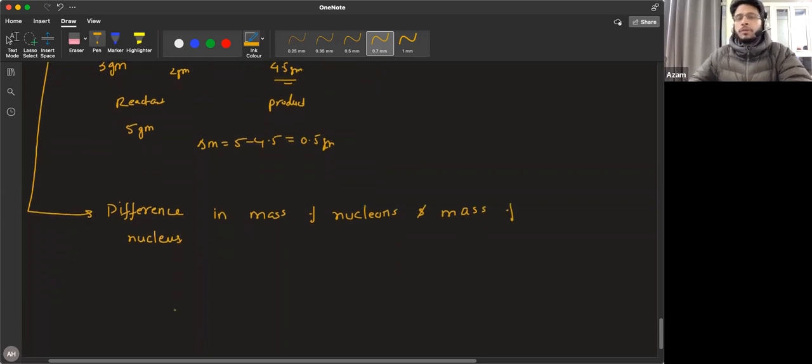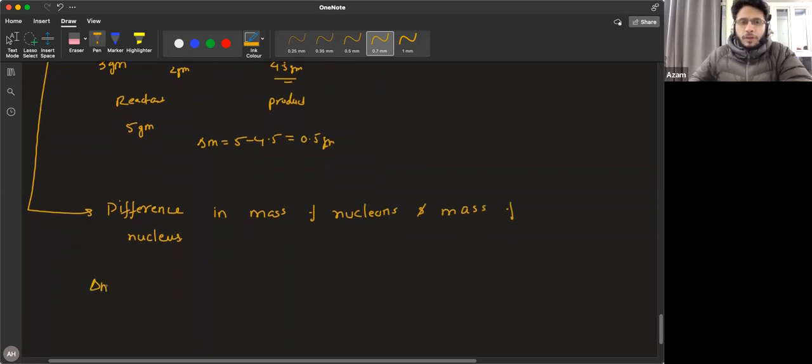That's mass defect. So how do we calculate mass defect? To calculate mass defect, we will take the mass of all protons. Let's say an element has atomic number Z. What is the number of protons in that element? Z. So the mass of all protons is Z times Mp. What is the mass of all neutrons? That's (A minus Z) times Mn. This is the mass of all neutrons.